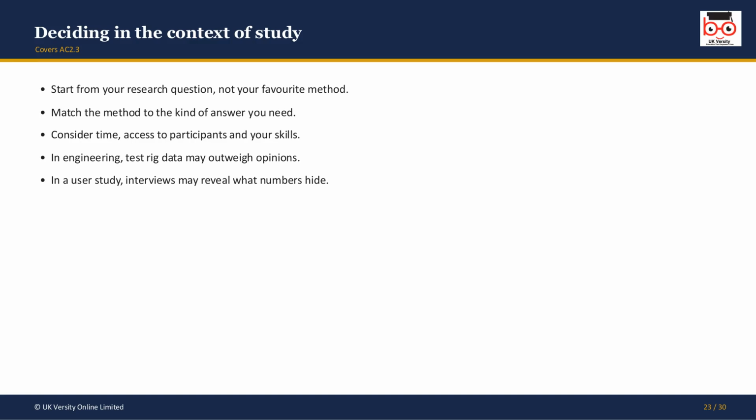So, how do you decide in practice? Always start from your research question, not your favorite method, and match the method to the kind of answer you actually need. Weigh up the practical realities too: your time, your access to participants, and your own skills. In engineering, hard data from a test rig might well outweigh opinions. In a user study, interviews could reveal exactly what the numbers are hiding.